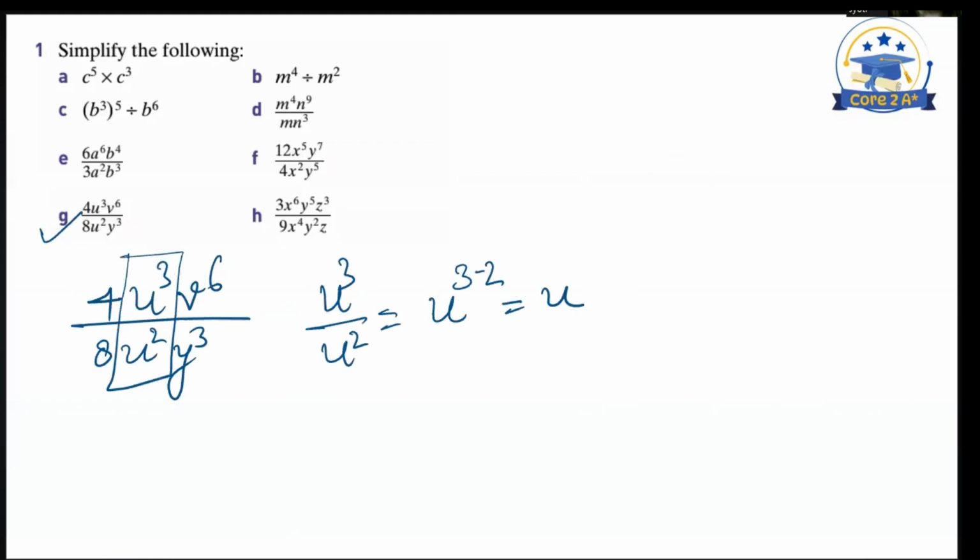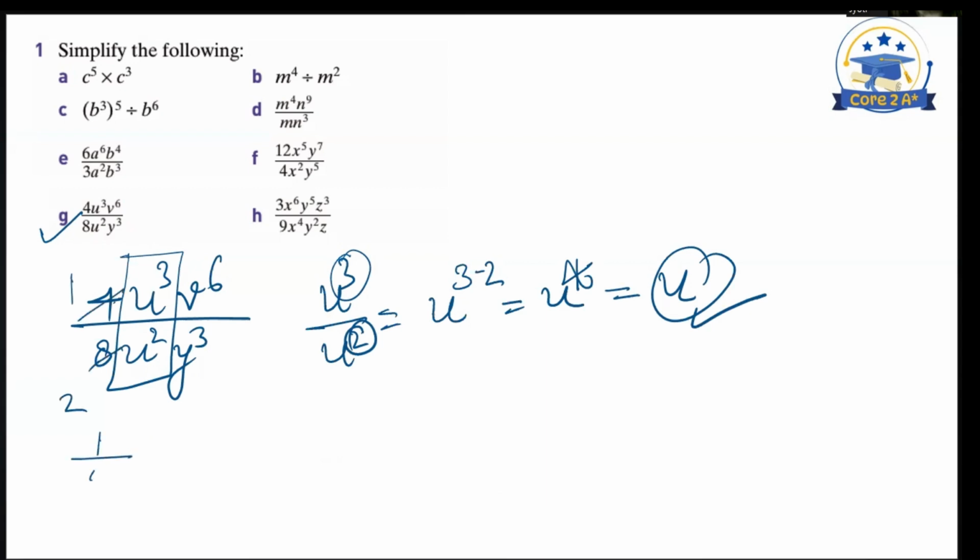If something is in numerator upon denominator and the base is the same, what we have to do is subtract the denominator's power from the numerator's power, right? 3 minus 2 is 1, but basically we don't write 1. This is only U. So 4 over 8, we can cancel one time and two times. So what are we getting so far? Half U.